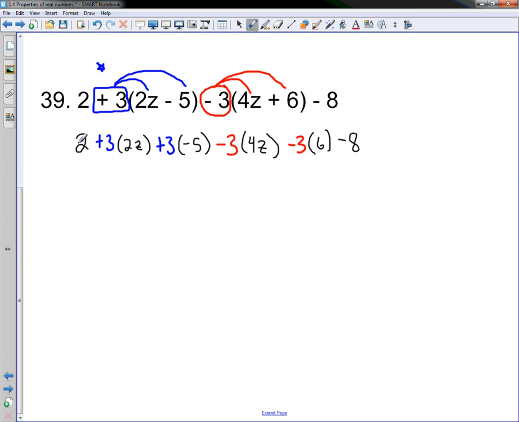So the 2 is not being multiplied by anything, so we bring that down. 3 times 2z is a 6z. 3 times negative 5 is negative 15. Negative 3 times 4z is a negative 12z. Negative 3 times 6 is negative 18, and then the minus 8.